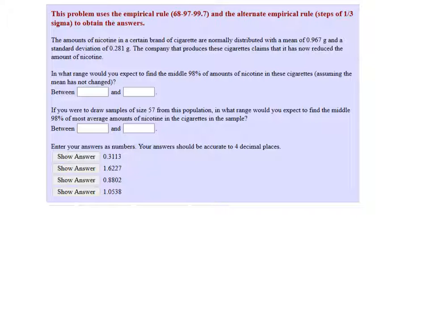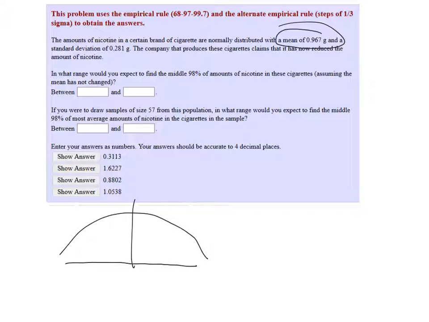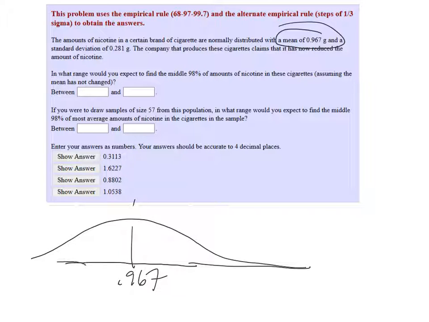For the first part, they're telling us that the nicotine in cigarettes has a mean of 0.967, and that's the middle of the normal distribution. Since we're using the empirical rule, I'm going to draw my picture a little differently so I have some room to write. I'm going to spread this out a little bit, and draw 3 lines going up and 3 lines going down.